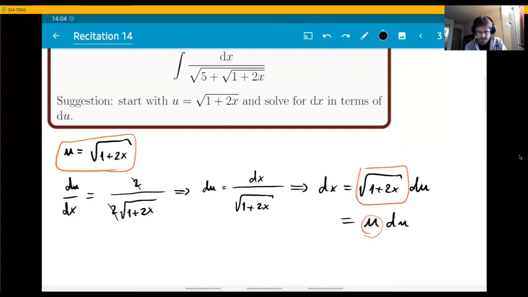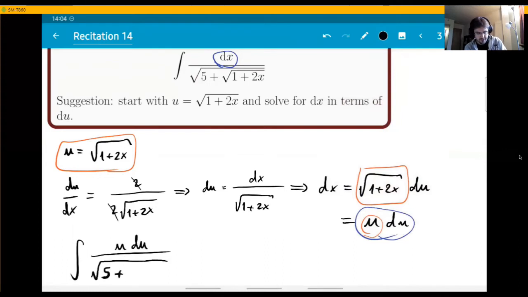So what are we going to do? Once again in red here, let me leave this one in red. This one is going to get replaced with u. And I'm going to replace the whole dx up here with u du. What do we get? We get the integral of u du divided by, so downstairs we have a whole square root with a 5 plus, and then that square root inside is a u. I didn't mean to erase my red thing. Okay, so this is what you get after this first u substitution.